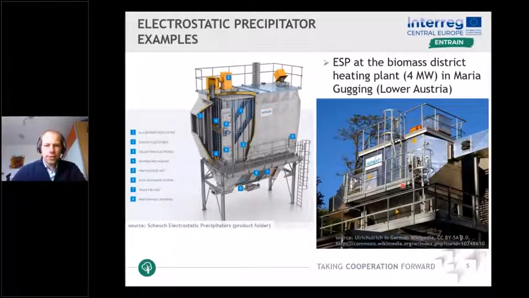On the right side, you see an example of an ESP at the biomass district heating plant in Maria Gugging in Lower Austria, which is about a 4 megawatt thermal output plant. And you can get some impression about the dimensions of such a filter.